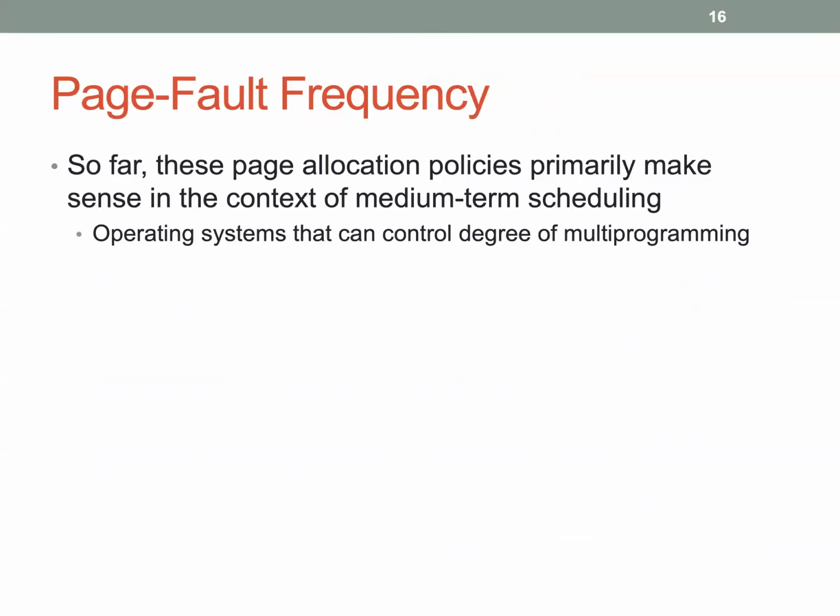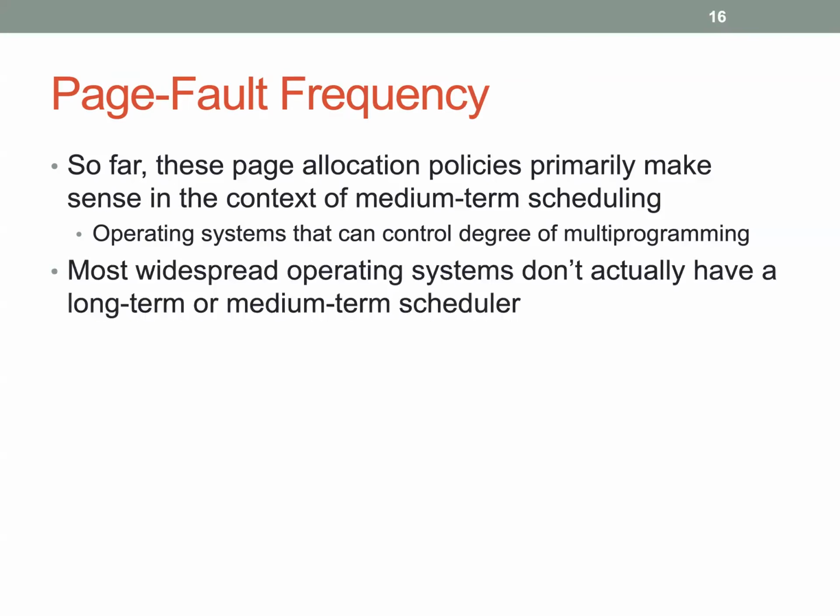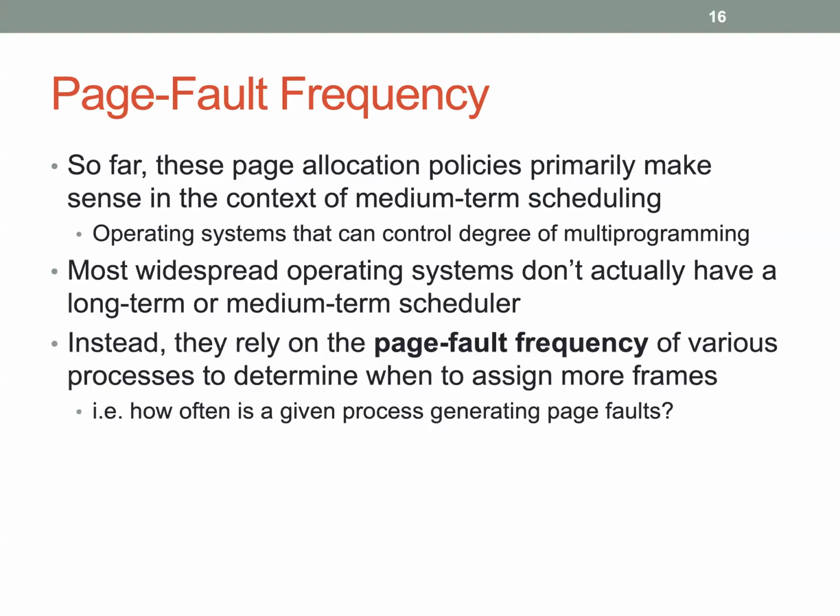Page fault frequency is a super helpful statistic that an operating system implementation can track to figure out if it's made bad choices or it needs to tweak any choices that it's made. So as I say here, the page allocation policies I've described make sense in the context of medium-term scheduling, okay, where you actually can control the process scheduling mix. And so since we don't have a long-term or medium-term scheduler, we can use the measure of page fault frequency to guide decisions about where more frames are needed, okay?